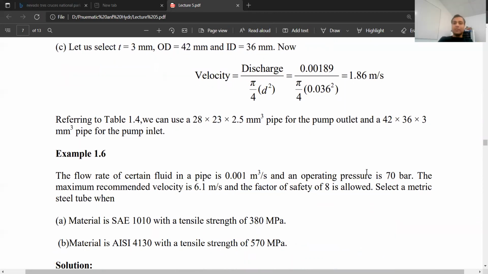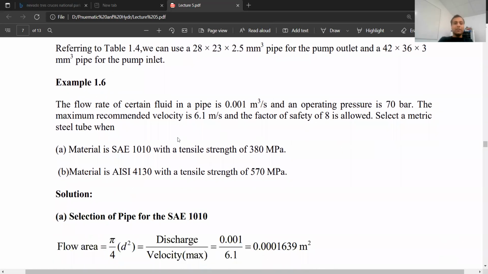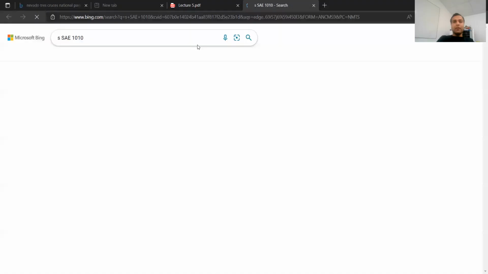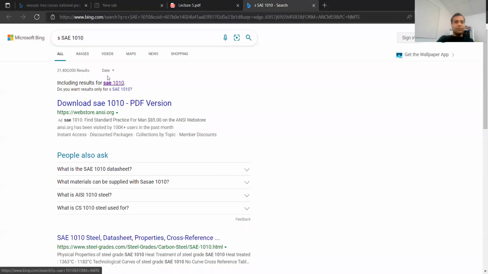Now then there are some standards we actually use. It's called Society of Automotive Engineers. Now, when we have a look at the Society of Automotive Engineers, let me show you SAE 1010. What does that actually mean? Let me, if I go to Google.